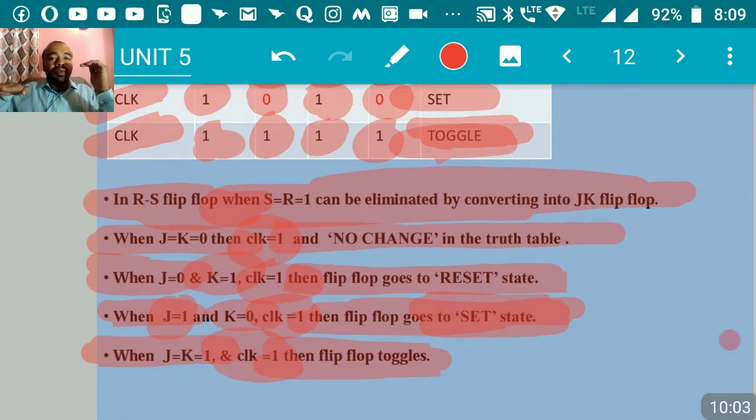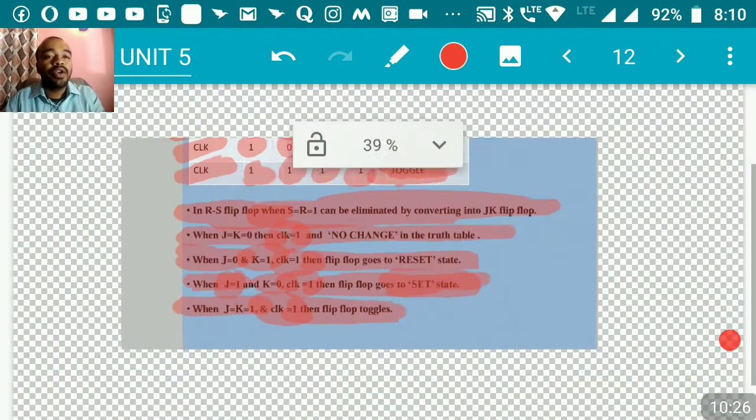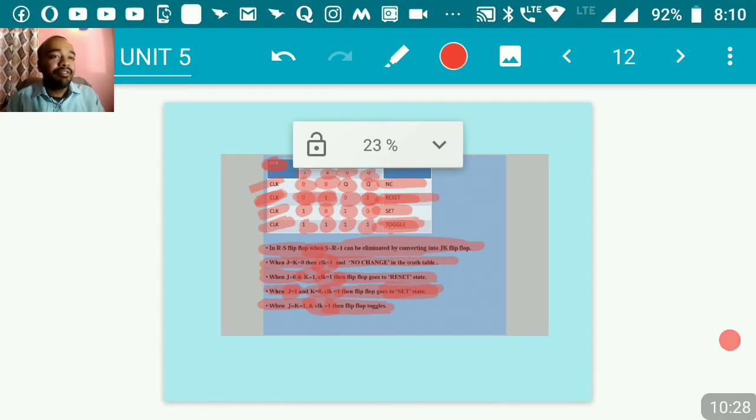Okay, next clock pulse, the reset. Next clock pulse, set. Next clock pulse, reset. Next clock pulse, set. This is how your JK flip-flop is going to work with respect to the given clock pulses when you have the input J equal to 1 and K also equal to 1. Okay, so this is your JK flip-flop.